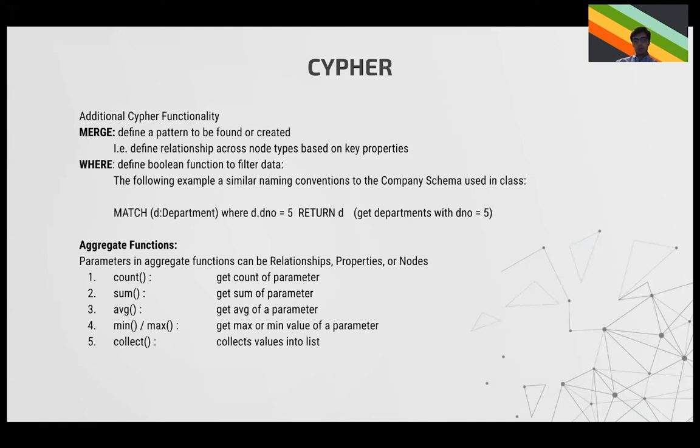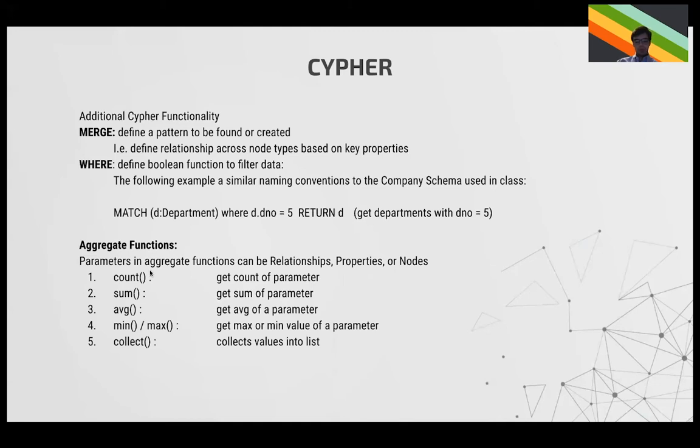And then we also have the where function, which is used to filter data. So in the example here, we say match, which is essentially select D from department. So I want one department D from the department table, where the specific D number is equal to 5, and then I'm going to return all of the departments with D number 5.